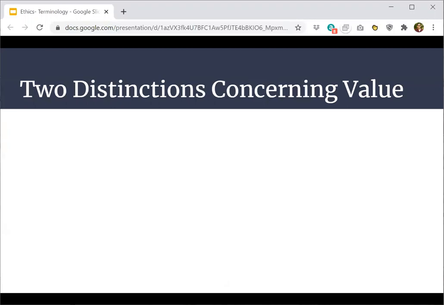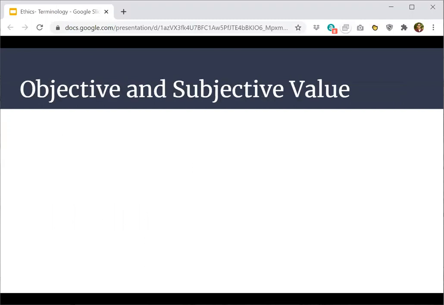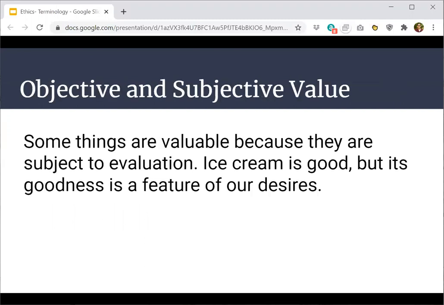All right. Two further distinctions concerning value. We've got the objective versus the subjective, and we have the intrinsic versus the extrinsic. These are both important to get in mind and to remember. First, objective versus subjective value. Some things are valuable because they are subject to evaluation. That is, they're the objects that are out there that we judge valuable or not valuable.